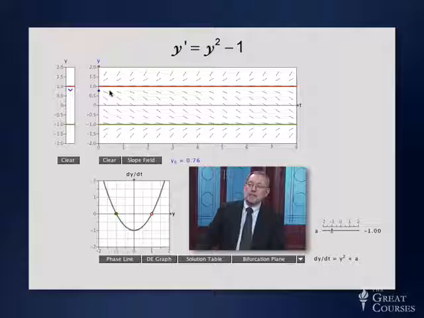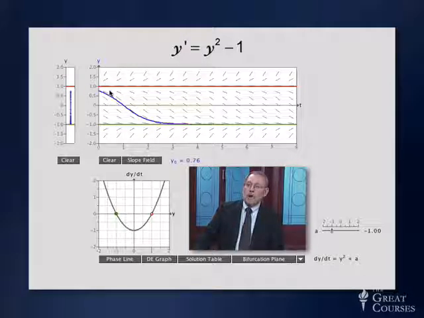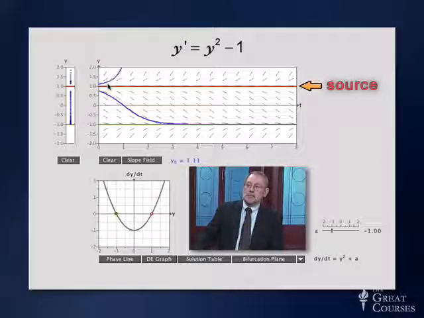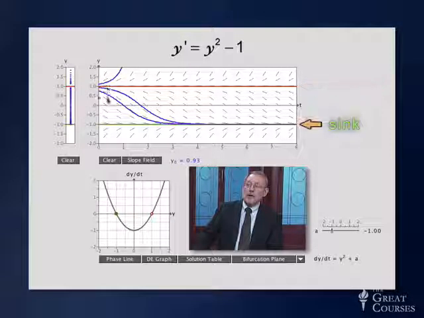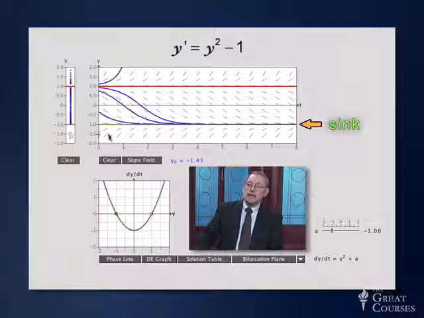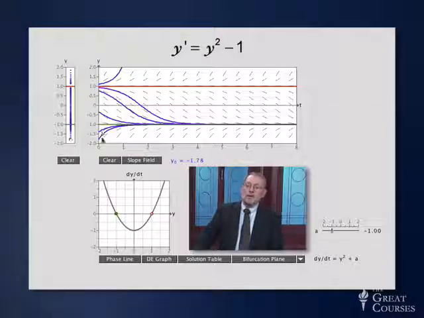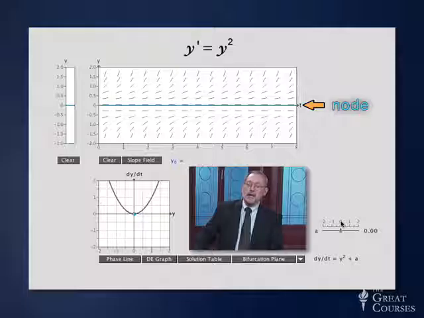And we see from the solution graphs that y equals plus 1 is a source. Nearby solution curves move away, whereas y equals minus 1 is a sink. Nearby solution curves come closer to it. There are two of the types of equilibrium points. A third type was the node.